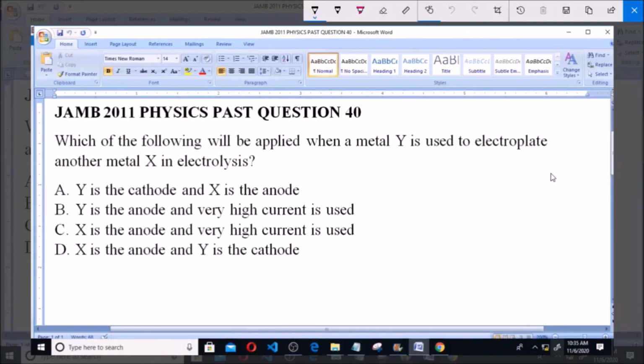Hello and welcome. I will be answering Jamb 2011 Physics Past Question 40. Which of the following will be applied when a metal Y is used to electroplate another metal X in electrolysis? A. Y is the cathode and X is the anode. B. Y is the anode and very high current is used. C. X is the anode and very high current is used. D. X is the anode and Y is the cathode.